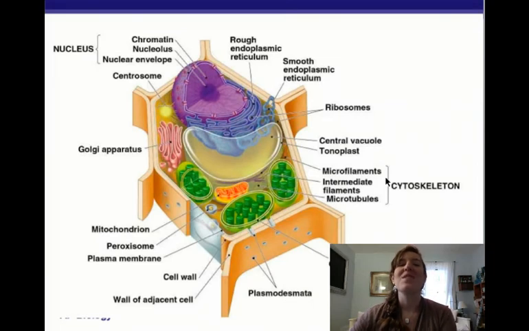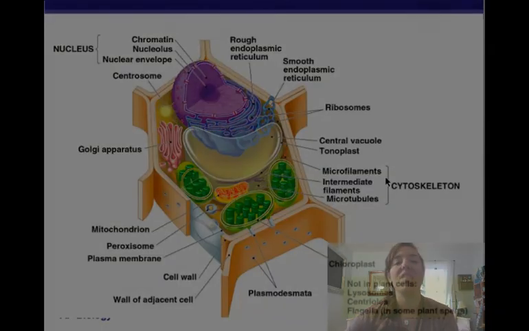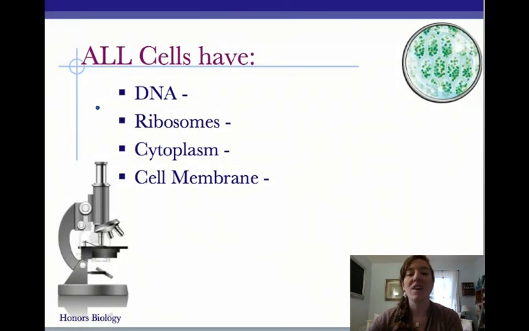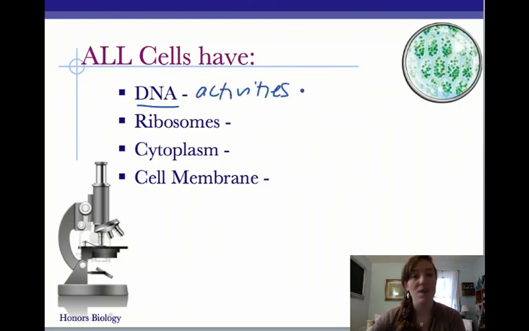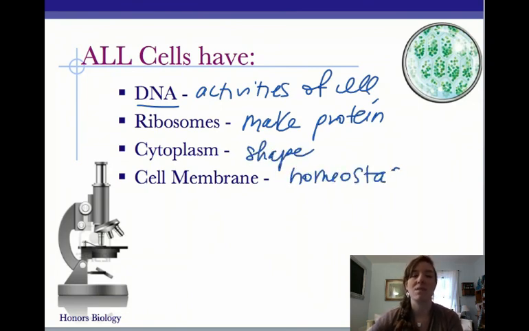Anyway, so this completes our tour of a plant cell. They too are pretty amazing little machines. Let's end with reviewing the 4 structures that all cells have. All cells have DNA, and that's important because it controls the activities of the cell. Ribosomes, because all cells need to produce protein. Cytoplasm, which fills out the shape of our cells. And a cell membrane, which is really important again for maintaining that homeostasis.